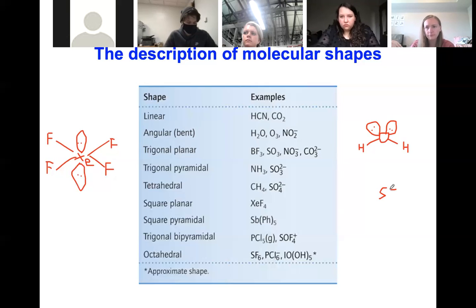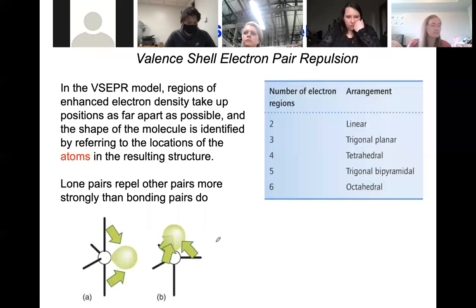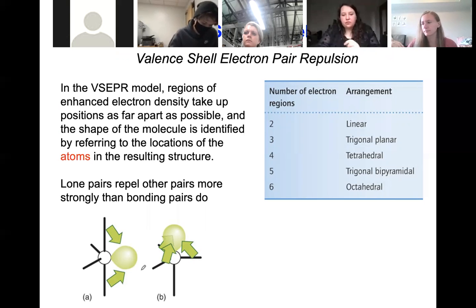SF4. Think about this. This one is a tricky one. So SF4, what's its geometry? Okay, remember this slide. You can practice. I will ask someone to show me the geometry for SF4. Okay.